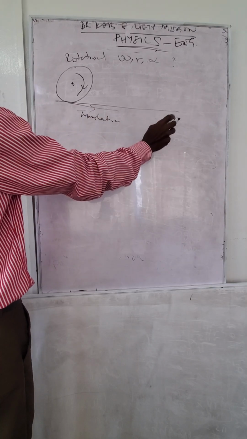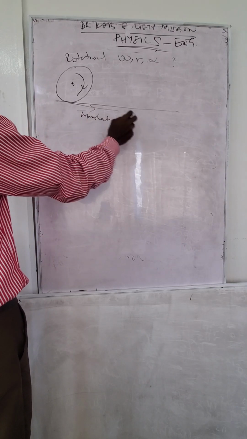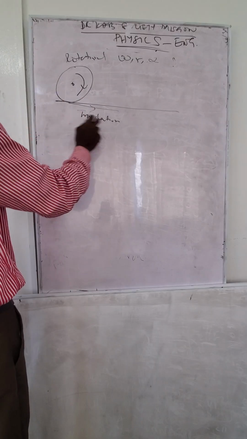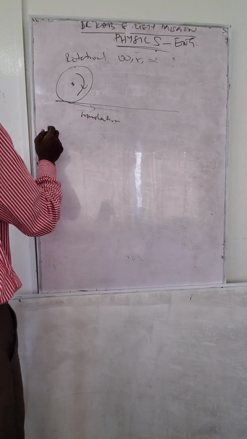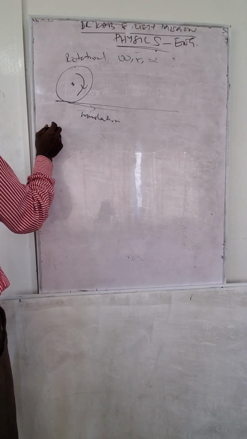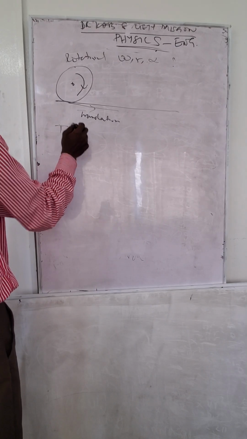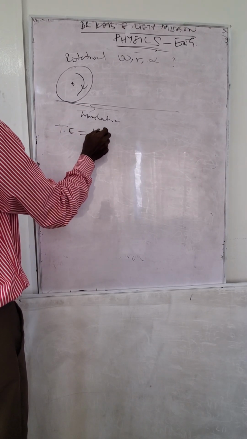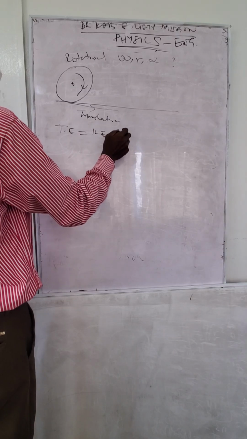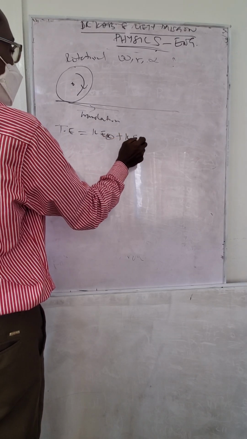So this is straight line motion. It has both rotational and translational energy. So if you want to find the total energy or work being done, it is your kinetic energy in rotation plus kinetic energy in translation.